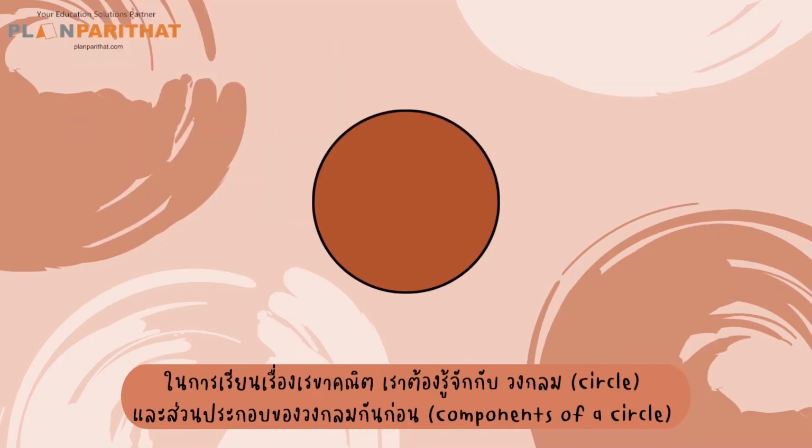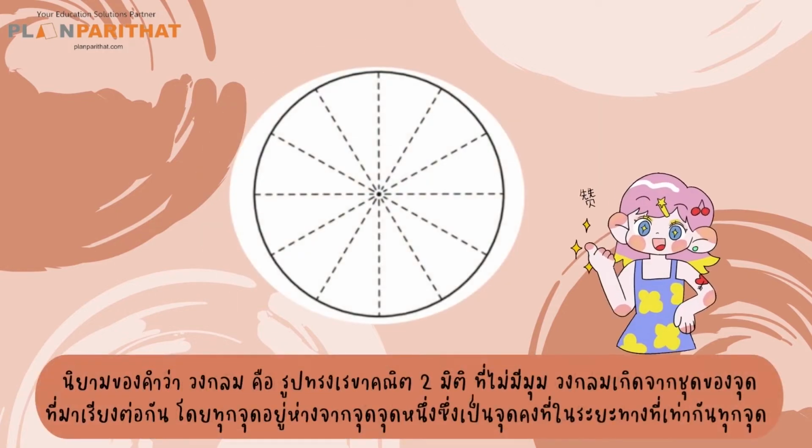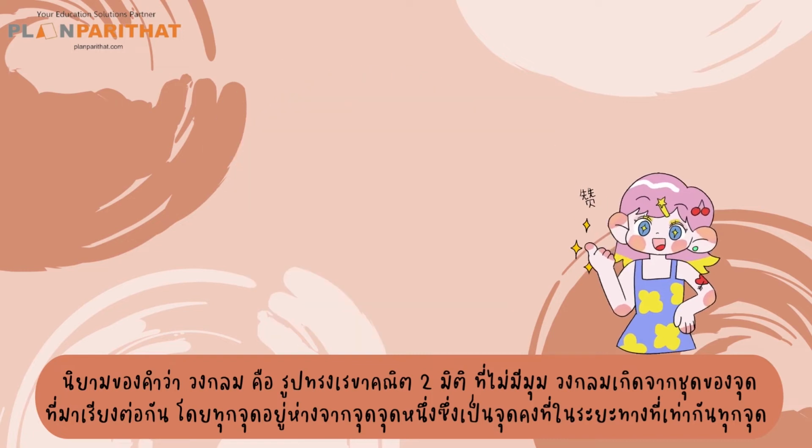As for our lesson today, let's start off by talking about circle and the components of a circle first. The definition of a circle is a two-dimensional geometric figure with no corners. A circle is made up of the series of dots that line up together, in which every dot is at the same distance from a fixed point.